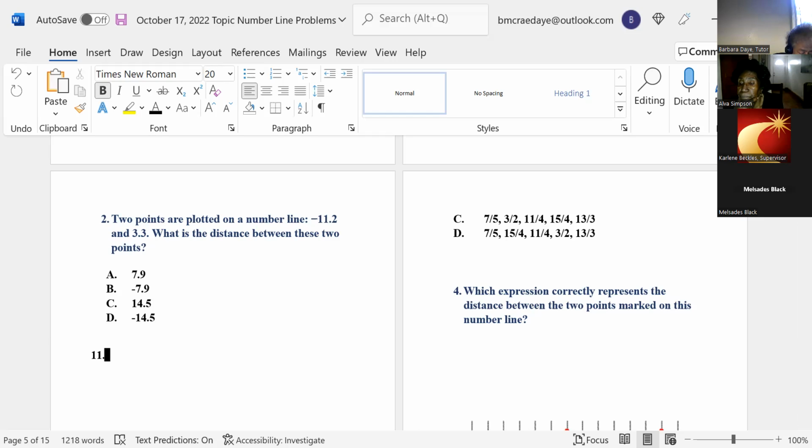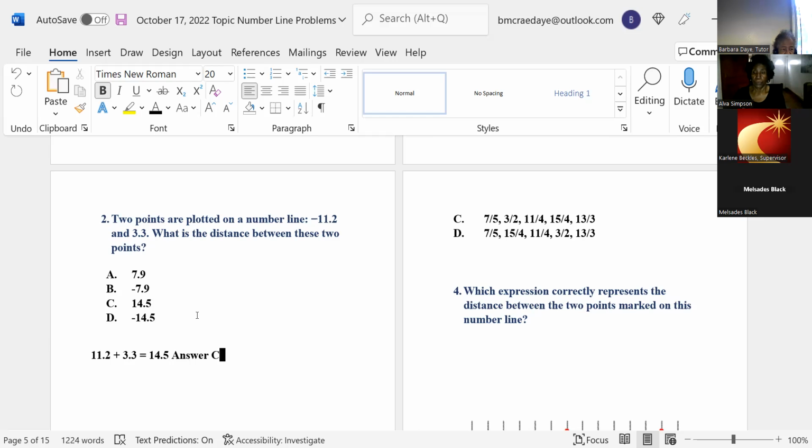11.2. That's the way you get your answer. Just 11.2 plus 3.3. And what would the answer be, Michelle? What did you say it was? 14.5. That's it. 14.5. Answer C. That's your answer.